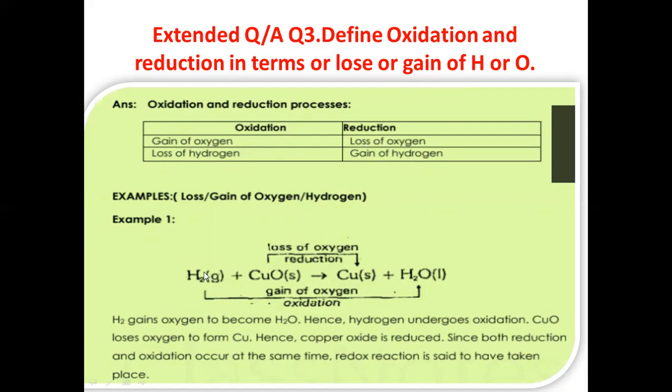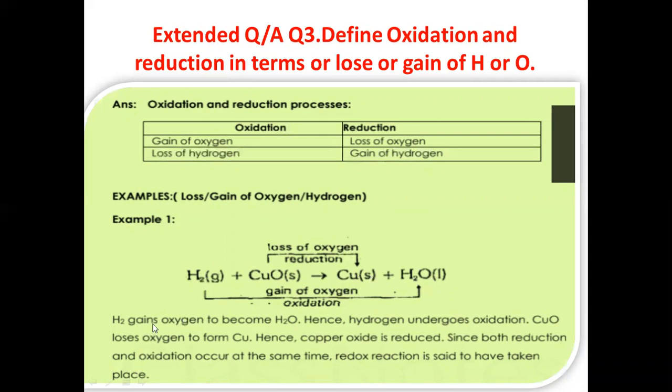Example number 1, hydrogen when it reacts with copper oxide, will give metallic copper and water. So you can see in this reaction that hydrogen undergoes oxidation by gaining oxygen atom, while copper oxide undergoes reduction by losing oxygen atom. So hydrogen after gaining oxygen atom is converted into water, while copper after losing oxygen atom is converted into metallic copper, which is in the solid state.